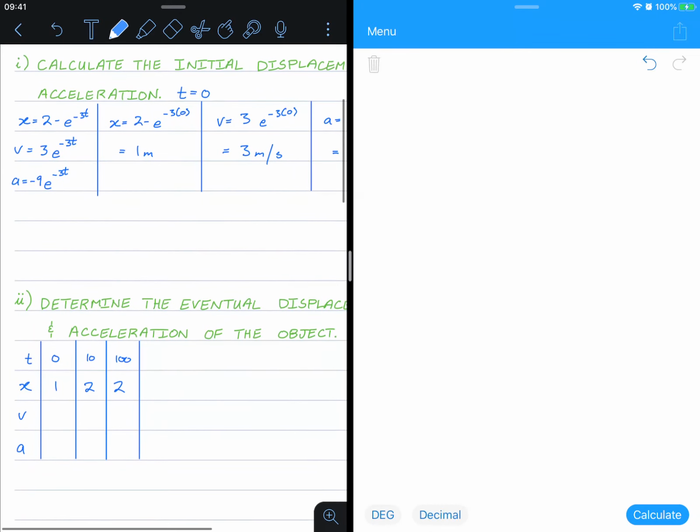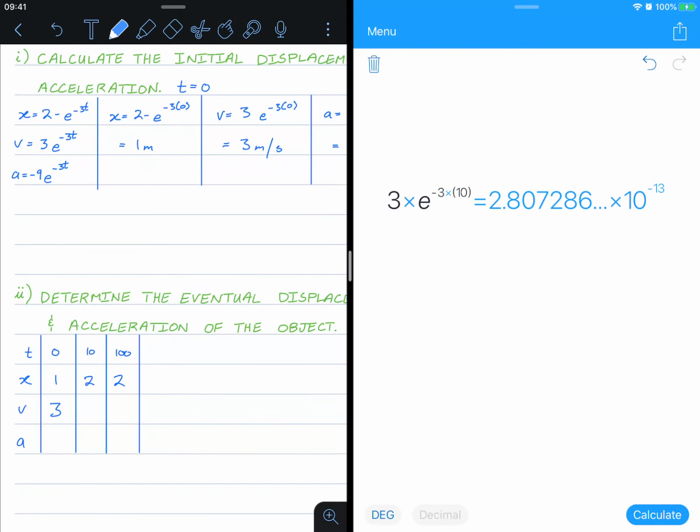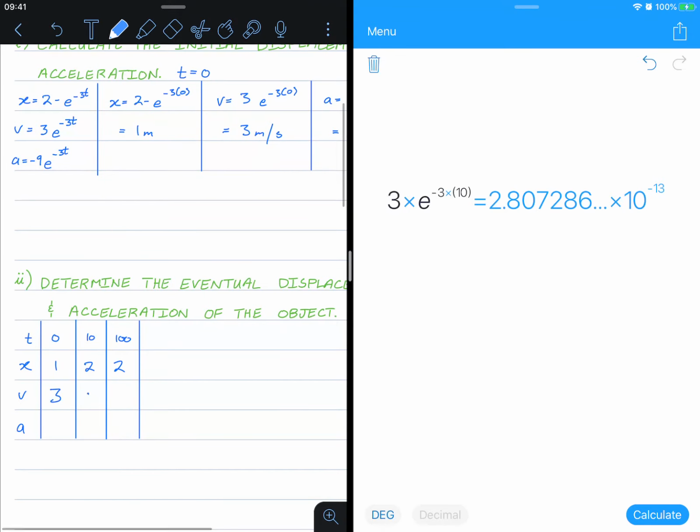Let's check again for velocity. 3 times e to the power of negative 3 times 0. It's at 3. Times 10. Oh, okay, so this is already, that decimal place there is really far down, so the velocity is actually getting towards 0. Let's test it again, times 100, 0.